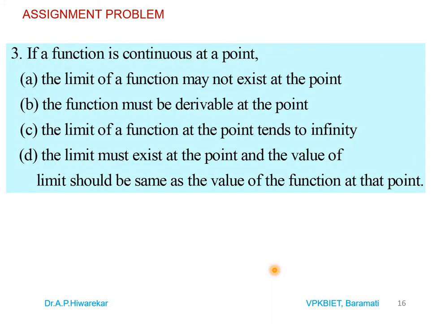The next assignment problem is: if the function is continuous at a point, the limit of the function may not exist at the point; the function must be derivable at the point; the limit of the function at the point tends to infinity; or the limit must exist at the point and the value of the limit should be the same as the value of the function at that point. And you will find the answer is D. So you all verify and try to solve these three assignment problems and do more practice.